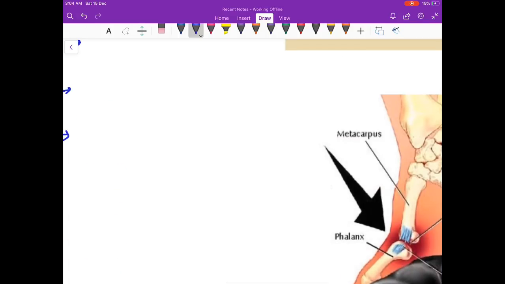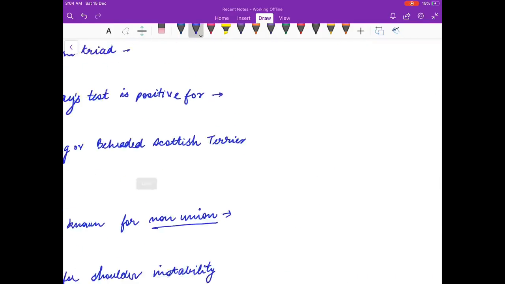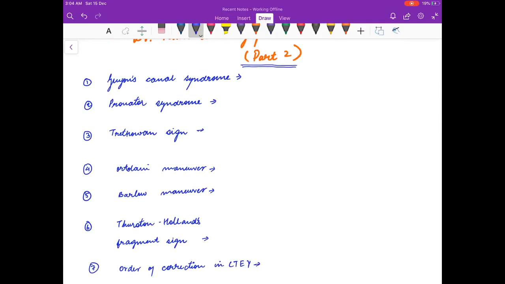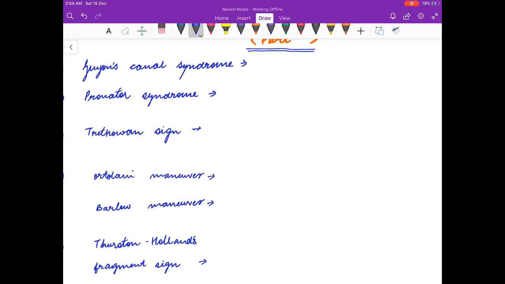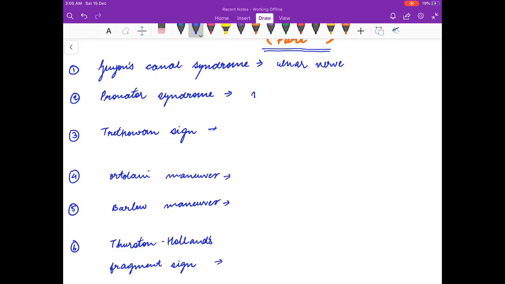So friends, this was all about fractures. Now we will discuss the various questions. Now, where is Guyon's canal syndrome? Guyon's canal syndrome is due to the involvement of ulnar nerve. Pronator syndrome is due to involvement of median nerve.